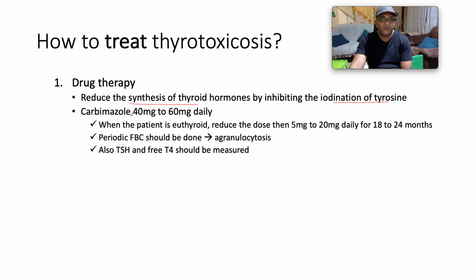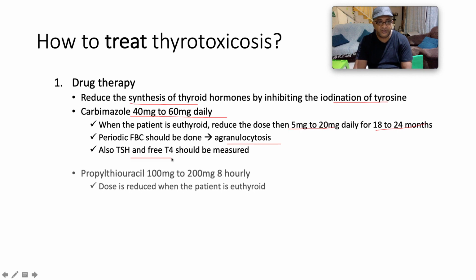So we can give carbimazole, the dose is 40 to 60 milligram daily per os. Once the patient is euthyroid, we can then reduce the dose to 5 to 20 milligram daily for a period of 18 to 24 months. Periodic full blood count should be done because one of the dreaded complications of carbimazole is agranulocytosis. Also, TSH and free T4 should be measured, right?